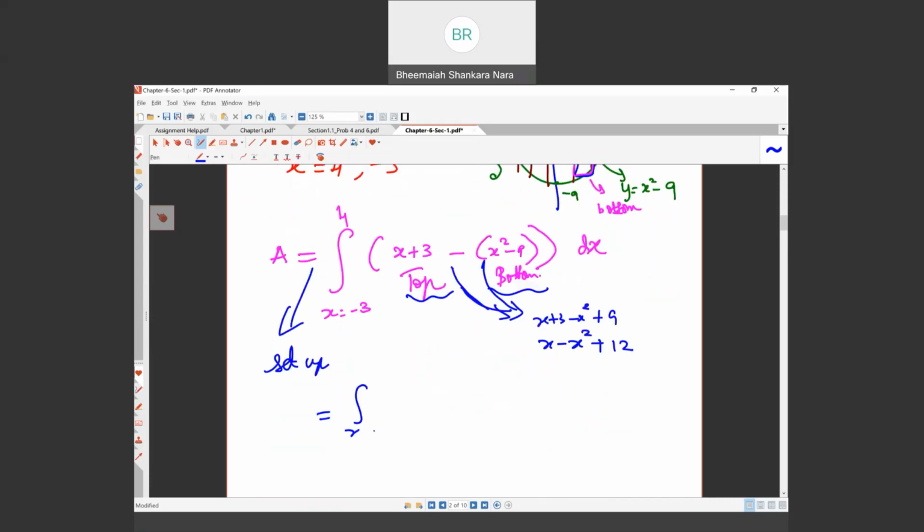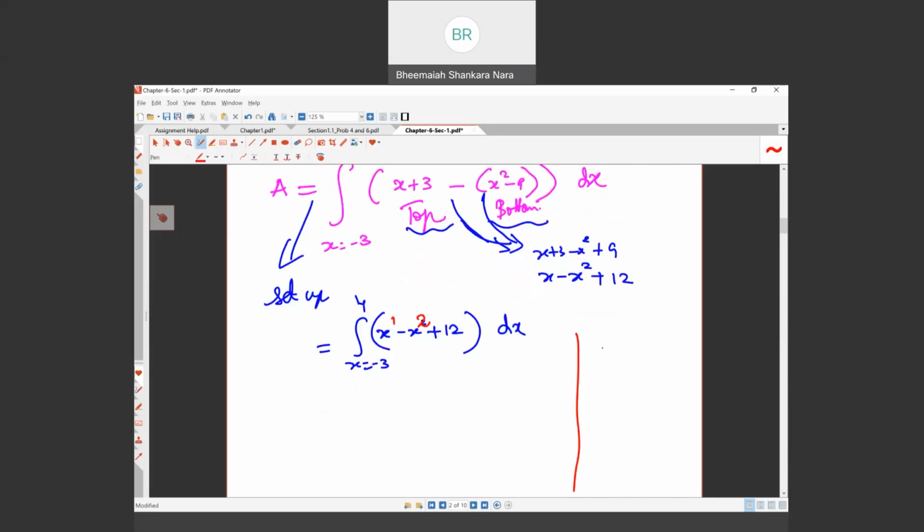The integral from x equal to -3 to 4: all we have is x minus x squared plus 12 dx. The first x, we see the exponent is 1. The second x, the exponent is 2. And the third one is a constant. So let's use the integration formula.